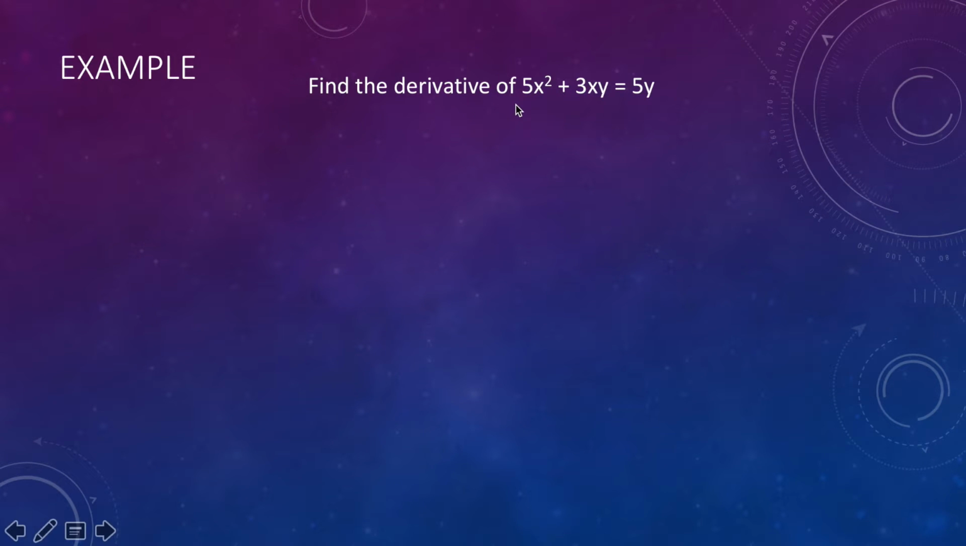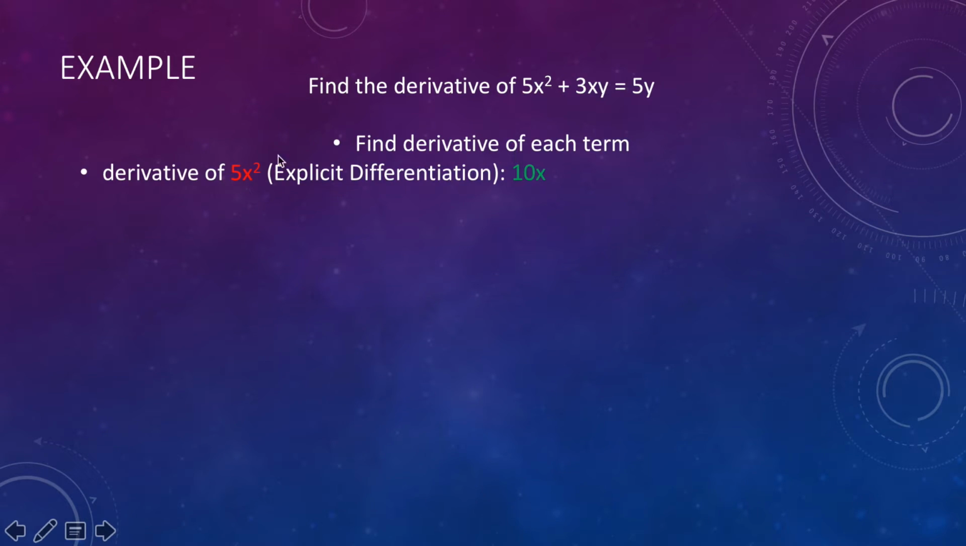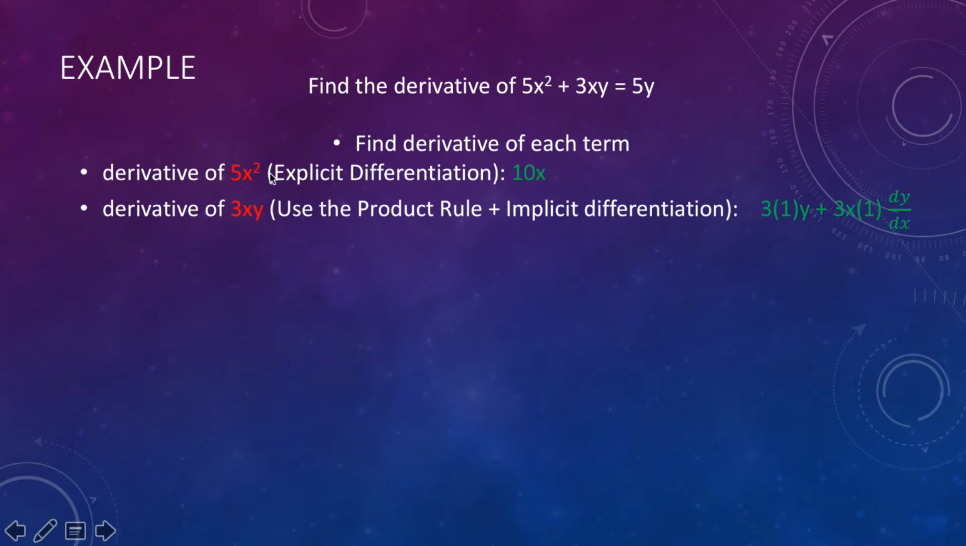Find the derivative of 5x squared plus 3xy equals 5y. So we're going to find the derivative of each term first. The derivative of 5x squared is 10x, right? Just normal power rule. And the derivative of 3xy, you're going to use the product rule and implicit differentiation, right? x is going to be treated as u, and then y is going to be treated as v. And 3 is just a constant.